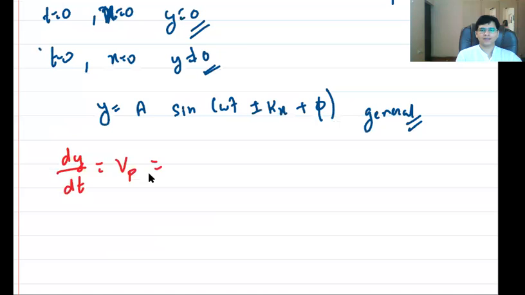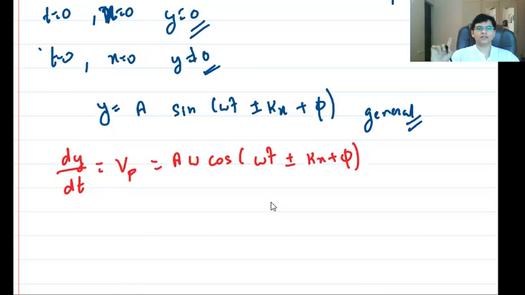है ना, जो particle ऊपर नीचे कर रहा है वो velocity है, तो क्या हो जाएगा? I hope all of you know how to differentiate it. It will be what? A omega cos(omega t plus minus kx plus phi). Yes or no? हाथ उठाओ. Right? Okay, very good. What is d square y by dt square?